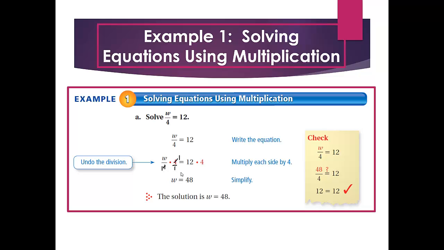This is how you are left with w on the left-hand side. And then 12 times 4 is 48. So w equals 48. If I want to check my solution, I take 48 and I plug it in for w, which is here on the right. 48 divided by 4 is 12, so our answer is correct.